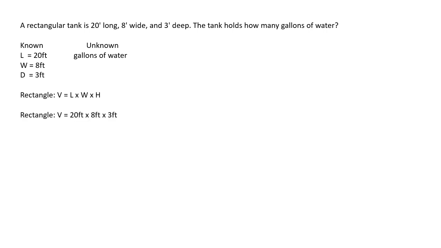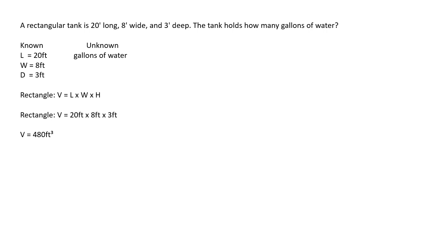Back to the question. First, we're going to pull out our knowns and our unknowns. So what we know is the length of 20 feet, a width of 8 feet, and a depth of 3 feet. We need to find out how many gallons of water this tank will hold. So again, volume is length times width times height. 20 feet times 8 feet times 3 feet. And we get an answer of 480 cubic feet.